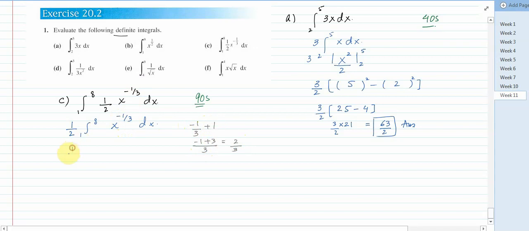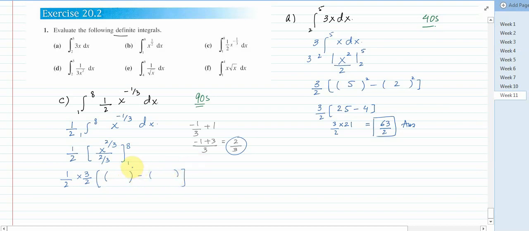Now 1 upon 2 as it is. When you integrate the function, it will be x to the power 2 upon 3 as I have done here, divided by 2 upon 3, and the limits we have are 1 till 8, right? Now 2 upon 3 will be taken out from the limits portion. So 1 upon 2 times 3 upon 2 will be 3 divided by 4, and now we need to apply the limits here. So upper limit minus lower limit, right?